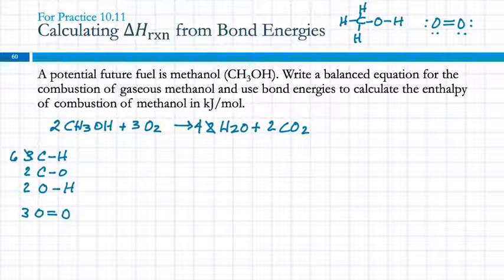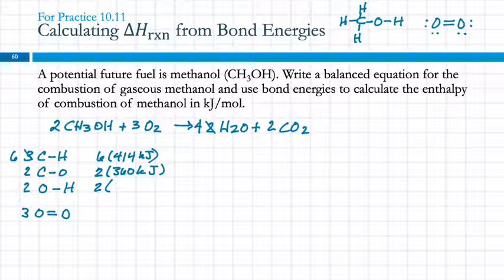So over here, I need to break 6 carbon-hydrogen bonds. And I looked up the energy for that, and it's 414 per mole, kilojoules per mole. So I've got 6 moles of that times 414 kilojoules. And then I need to break 2 carbon-oxygen bonds, or 2 moles of them. And so that's 360 kilojoules. That's just kind of ugly there. 2 oxygen-hydrogen bonds, 2 moles, 464, and 3 moles of oxygen double bonds.